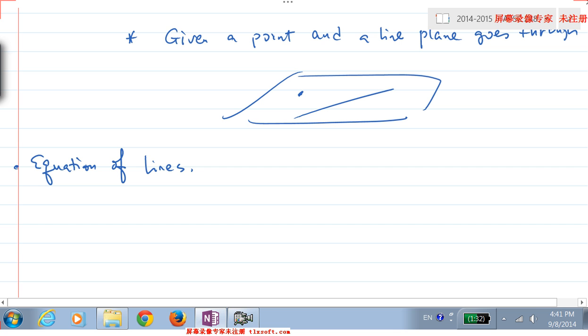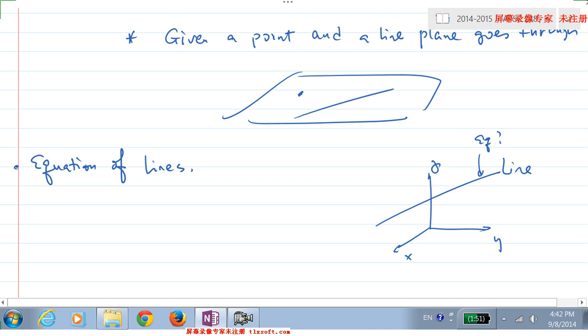Okay. Equation of lines. So in 3D space, x, y, z, and here's a line. We want to know how to describe this line equation. That's the purpose.